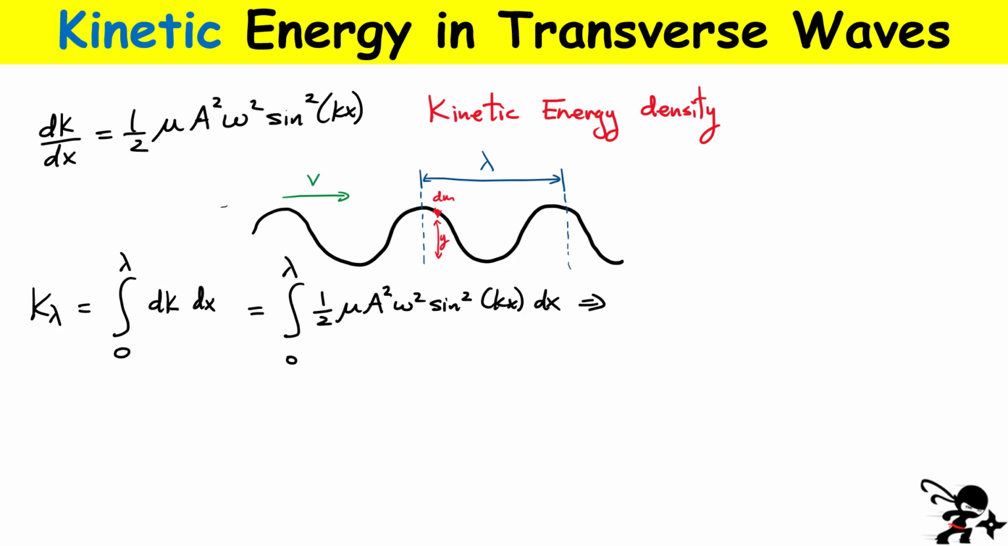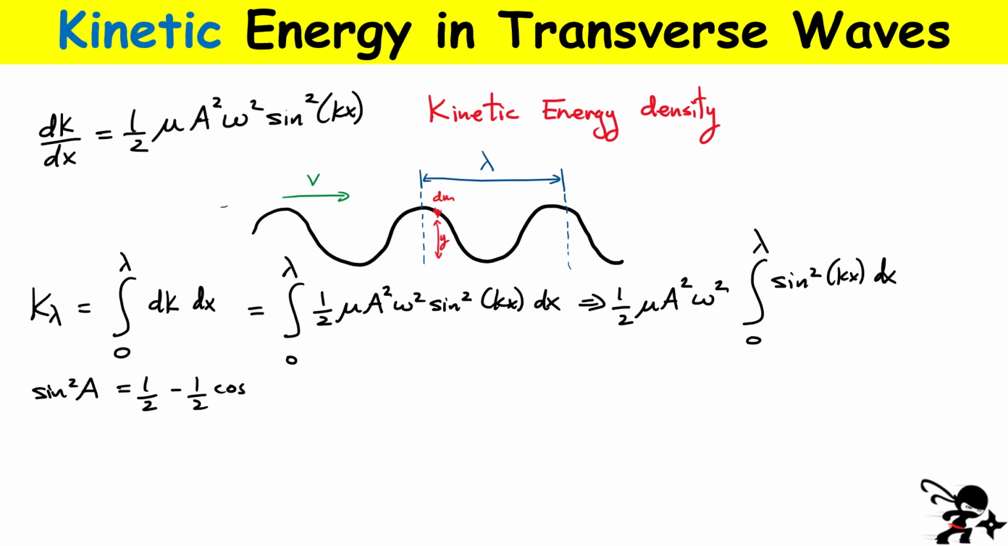Now what you do to simplify your life here is bring all the constant terms out in front of the integral. So that's the 1/2, that's the mu, that's the amplitude squared, this is the omega squared term. And then you're simply left with something that's more manageable: sine squared kx dx. Now what you could do is use some trigonometric identities. One of them I like is for sine squared. You can write it in terms of a double angle as 1/2 minus 1/2 cos of 2 times whatever angle you had.